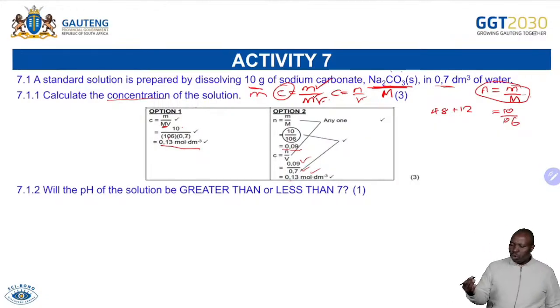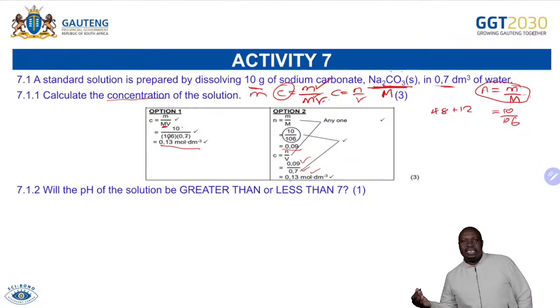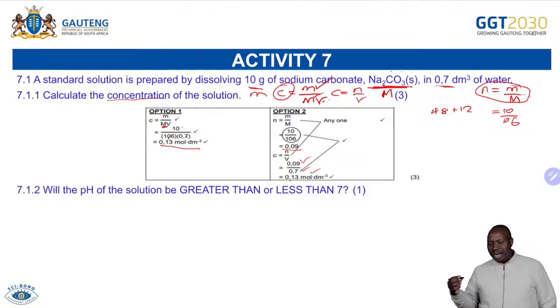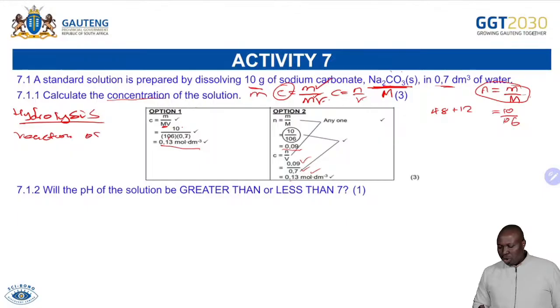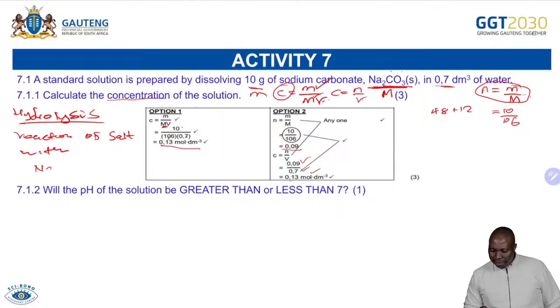Will the pH of the solution be greater than or less than 7? This is a question of hydrolysis. Remember, hydrolysis is the reaction of salt with water. So what is our salt? Sodium carbonate. So you take sodium carbonate and react it with water.